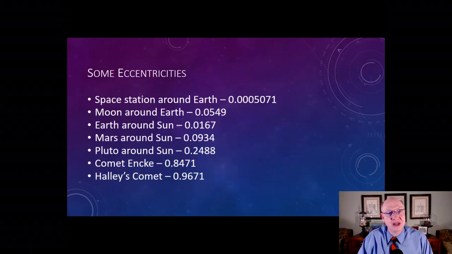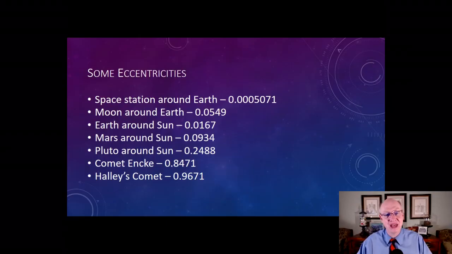But nevertheless, here are some common eccentricities. The eccentricity of the orbit of the space station around the Earth is 0.0005071. So that's a very small number. Again, very close to a perfectly circular orbit. The moon around the Earth is 0.05. The Earth around the sun is 0.0167. Mars around the sun is 0.09. Pluto around the sun is 0.248. So Pluto does have a significant eccentricity, and Pluto is significantly closer to the sun when it is closest to the sun as opposed to when it's farthest from the sun.